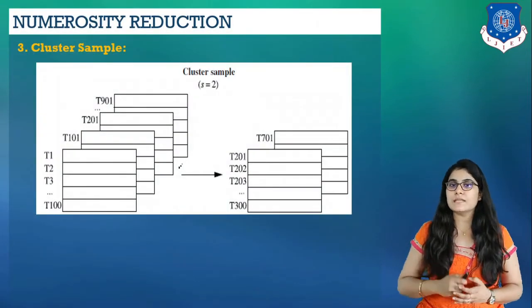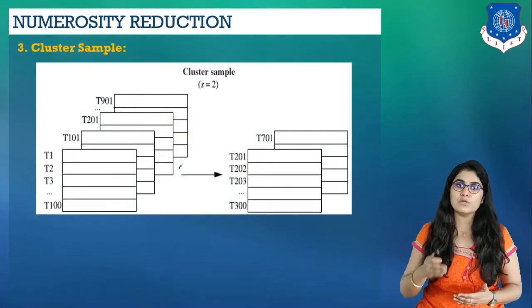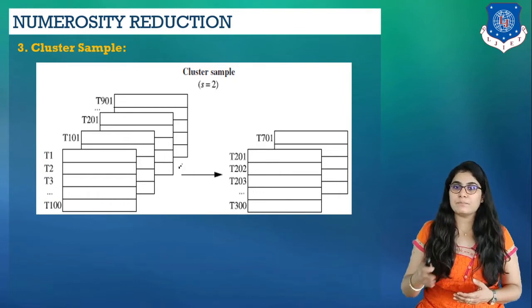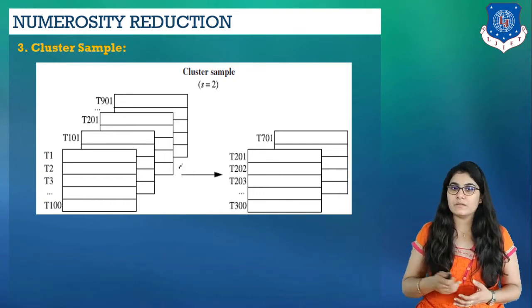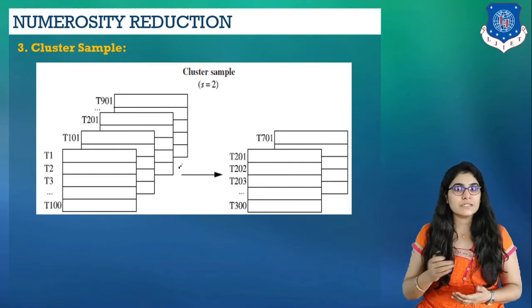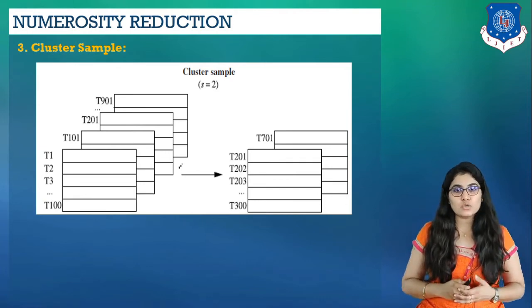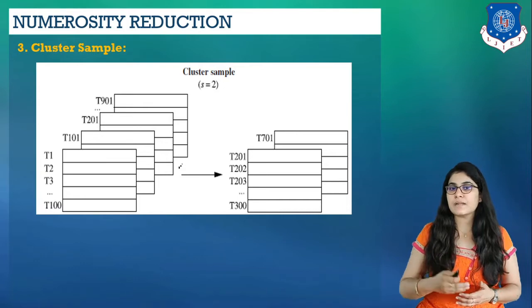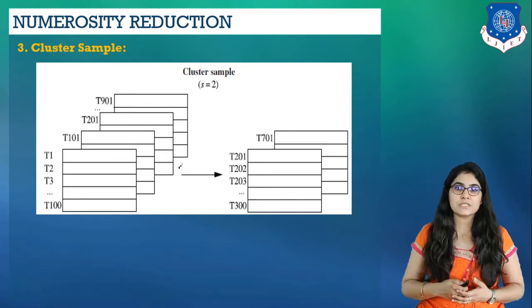If the tuples in database D are grouped into M mutually disjoint clusters, then an SRS of S clusters can be obtained. That is, a simple random sample of S clusters can be obtained where the size of S is less than the size of M. For example, tuples in a database are usually retrieved a page at a time, so that each page can be considered a cluster. A reduced data representation can be obtained by applying, say, simple random sample without replacement to the pages, resulting in a cluster sample of the tuples.